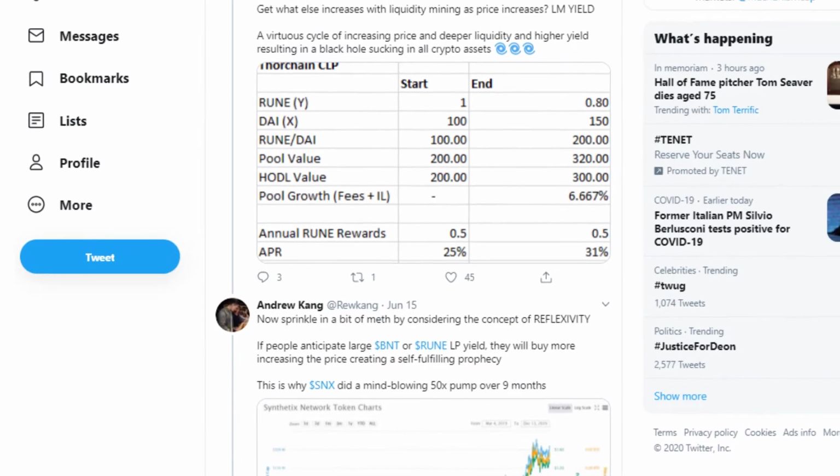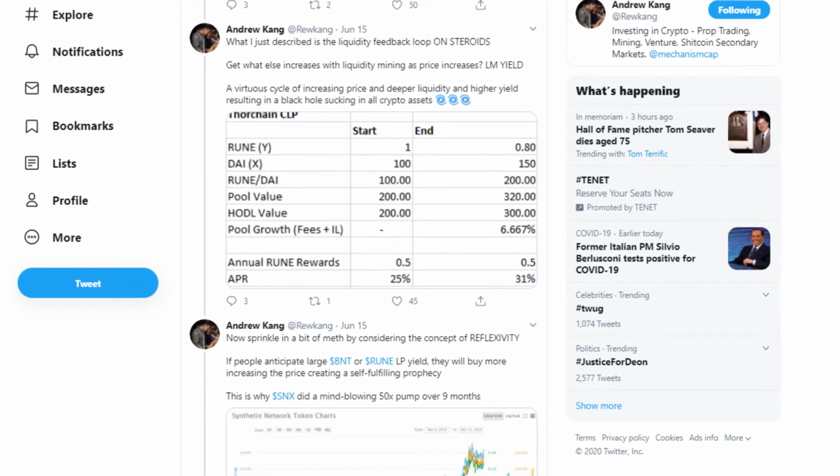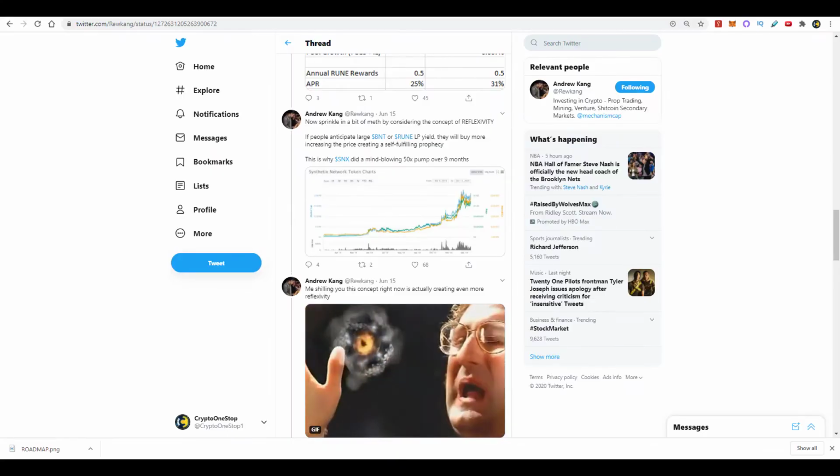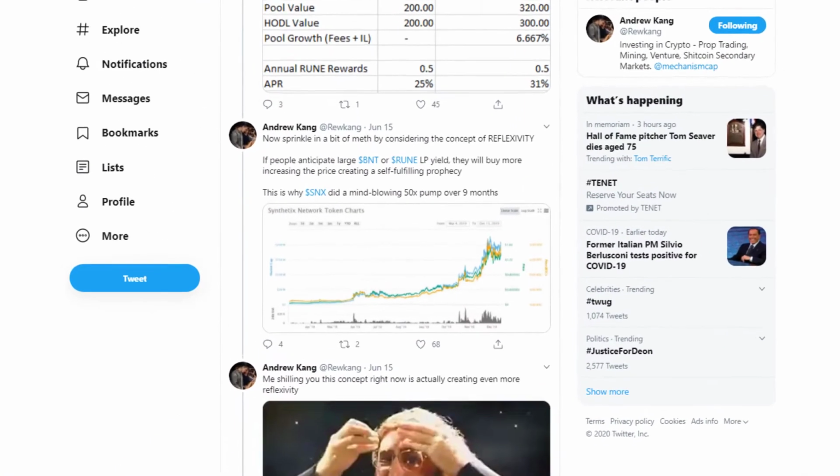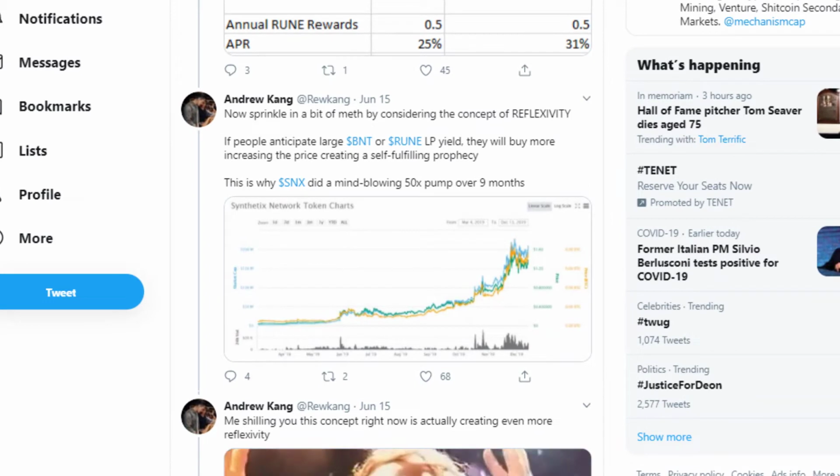And the reason why Kang thinks this is a feedback loop on steroids is because as BNT and Rune increase in price, so will the overall yield in that pool. And as that yield goes up, more and more people are going to be incentivized to provide liquidity into that pool. And to further sweeten the deal, when people anticipate a large BNT Rune LP yield, they're going to buy more, therefore increasing the price, creating a self-fulfilling prophecy. In Kang's opinion, this is why Synthetix did a mind-blowing 50x over 9 months.